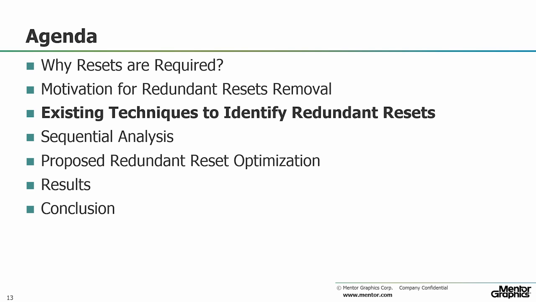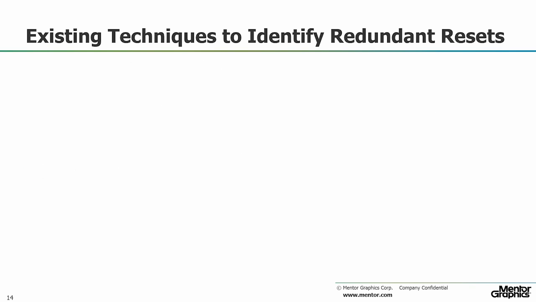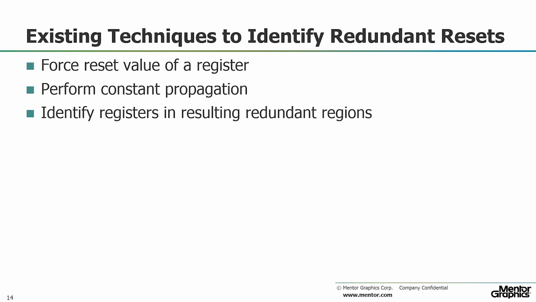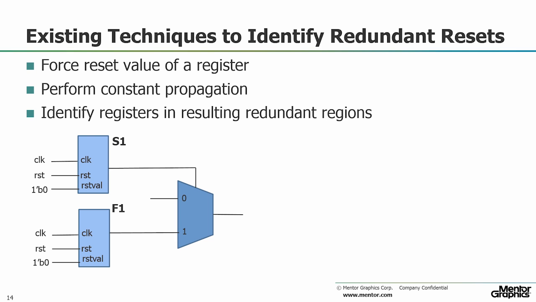Let's look at the first technique. This method involves forcing the reset value of a register and then performing constant propagation in the design in the fan-out of this register. Based on the result of the constant propagation, there would be some registers which would lie in the redundant region. If those registers have resets, then they can be marked as registers having redundant reset.